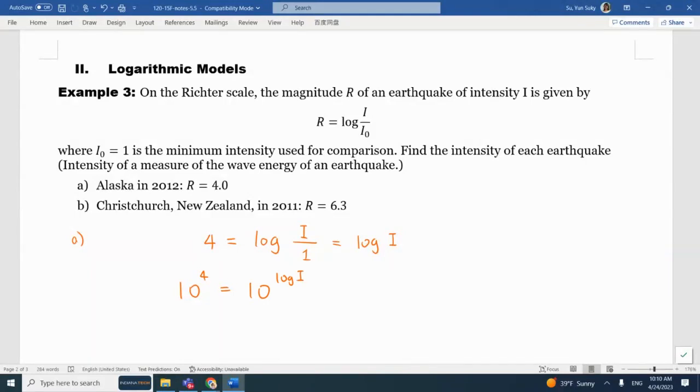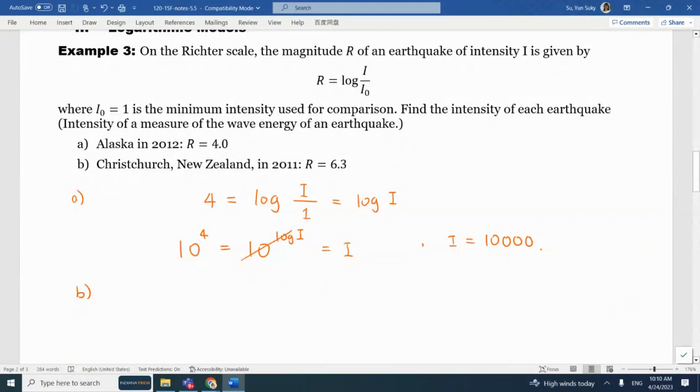So when you isolate the logarithmic term, then you can look at the base and apply the exponential function with base 10 here. Okay, so 10 and log cancel. Do you see the I is 10 to the 4th? Yes. So the intensity is 10,000. So this is part A. So far, so good, everybody? Okay, how about part B?